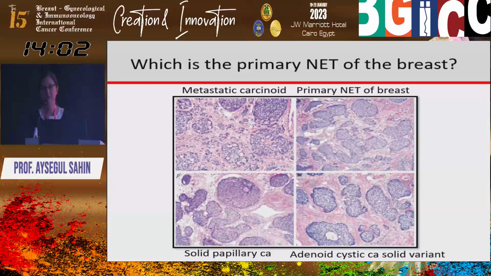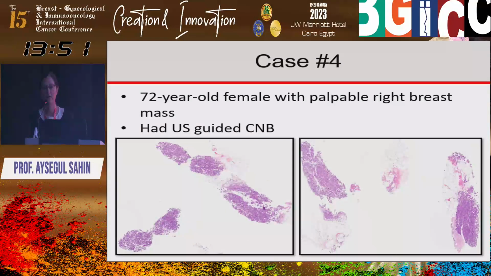Morphology is very similar. So think of Dr. Quinn's bricks. They really look, in terms of their morphologic features, very similar. So you really need to think about metastasis.